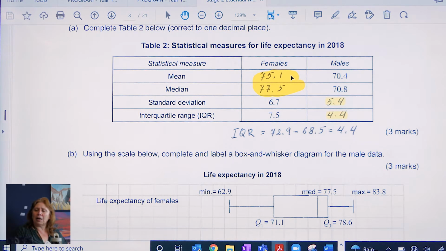So 1 mark for mean and median, because if they made mistakes in putting data, the first and the second will be wrong as well. So these two go together. Then the standard deviation for the males and the calculations for IQR. If they didn't show the calculations, they just put 4.4, it's fine, because again, they can't guess that number.